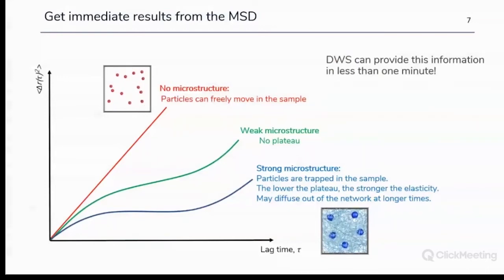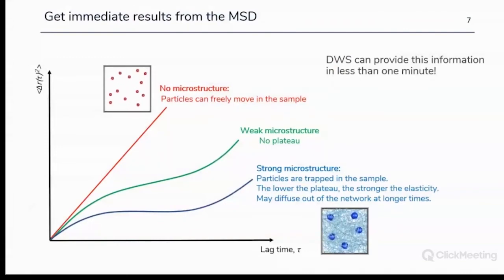If, on the other hand, a strong microstructure is present, which basically means that the sample is starting to be almost solid, we will see that the plateau extends and the particles can't explore more than a certain distance, because they are trapped in the structure that imparts the solid behavior to our sample. So it is clear that this signal gives us a huge amount of information to understand the properties of our sample. And it is clear that the more a microstructure develops, the lower the plateau will be and the longer it will extend in time.